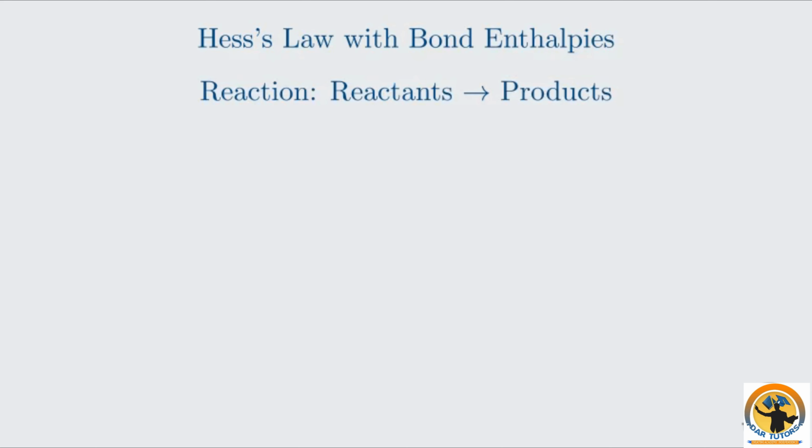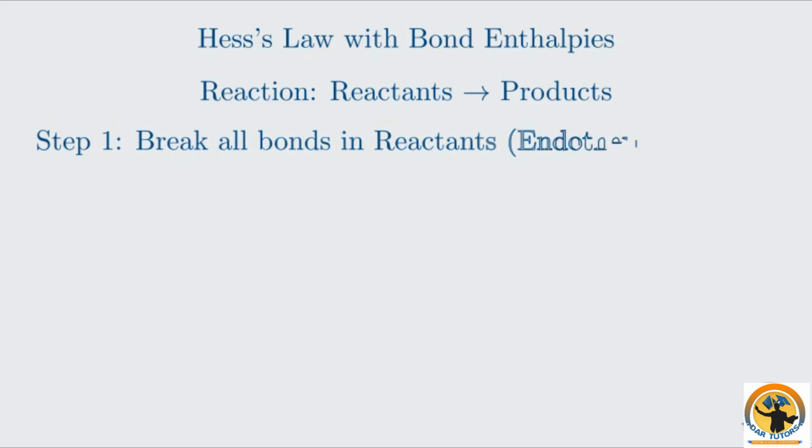We can use these average bond enthalpies to calculate the enthalpy change of an entire reaction. This is one of the most important applications of this concept. The logic is simple. A chemical reaction is just a rearrangement of atoms. We can imagine the process happening in two steps. First, we break all the bonds in the reactants, which is an endothermic process and requires energy.